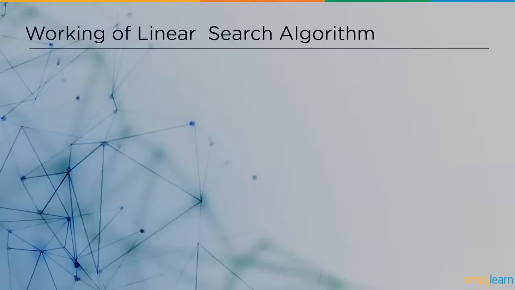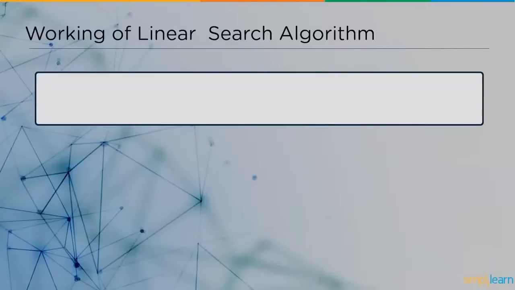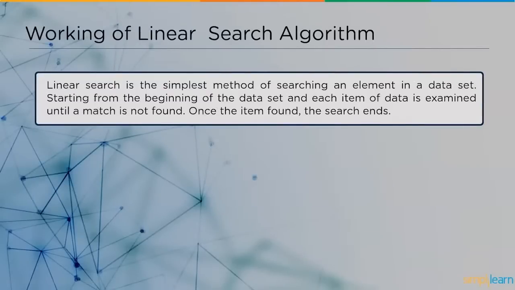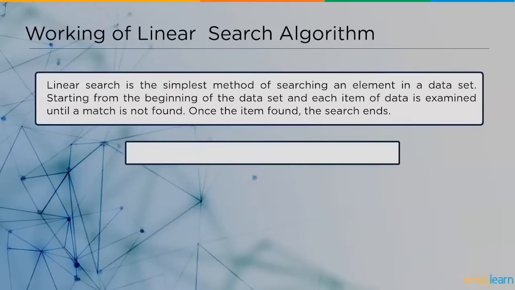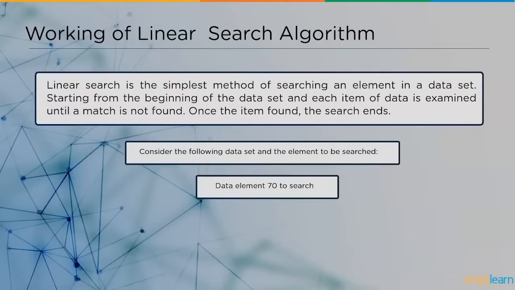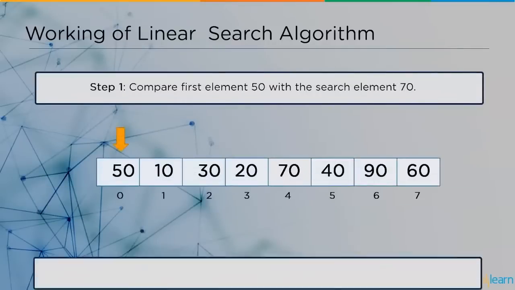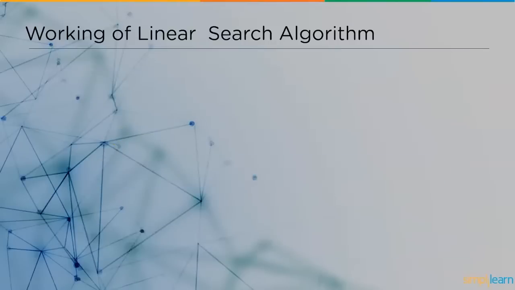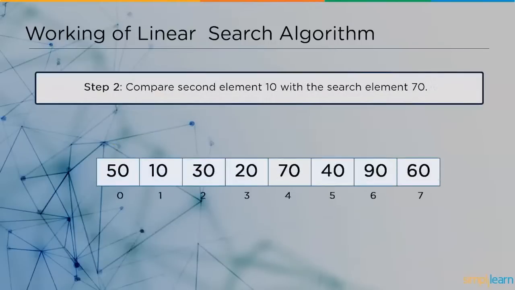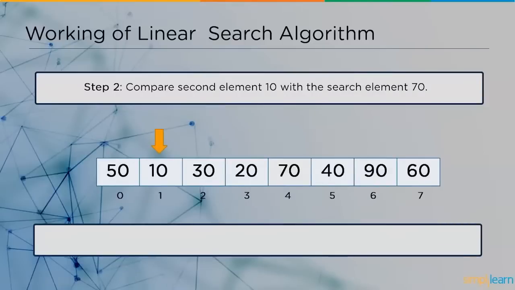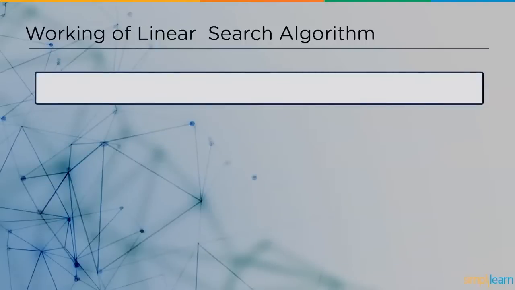The simplest method of searching the data collection is the linear search. Starting from the beginning of the dataset, each element is examined until a match is found. The linear search is completed after the item has been located. In the first stage, we compare the first element, that is 50, to the searched element, that is 70. We will go on to the next element because 50 and 70 do not match. We will compare the second element, which is 10, to the search element, that is 70, in the next step. And once more there is no match found.